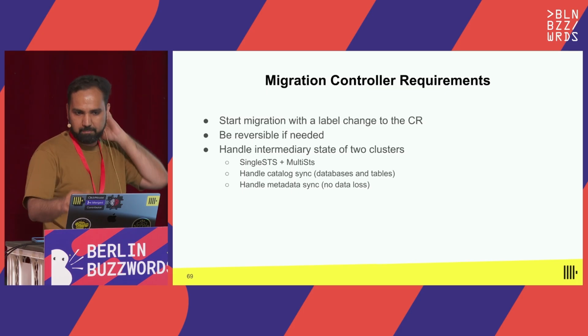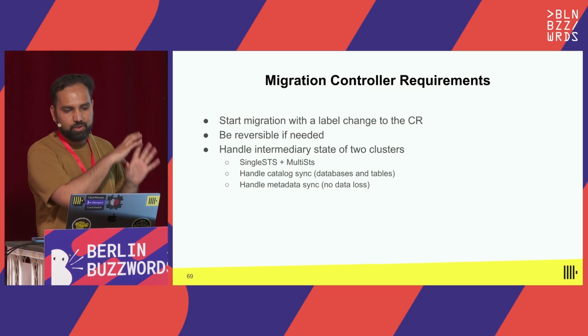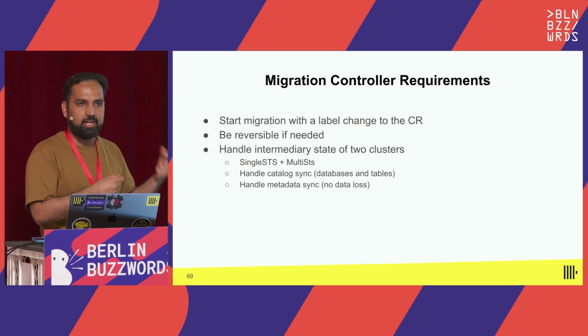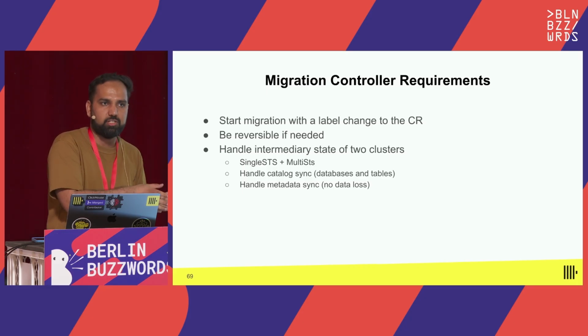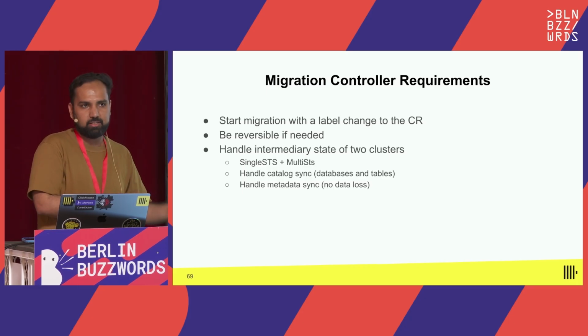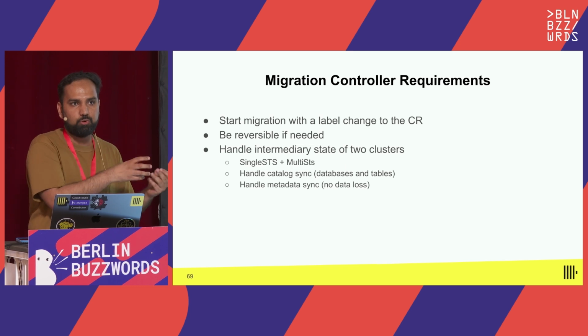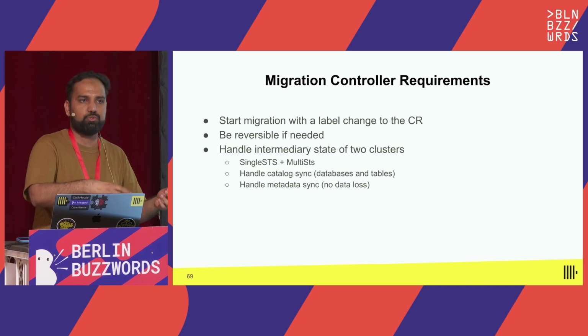But before that, the migration controller itself, like I said, the way it works is you just start with a label selector on the CR. So you add a label to the CR and say, if this label is present, just kick off the migration. The controller will start reconciling and adding those StatefulSets to the cluster.